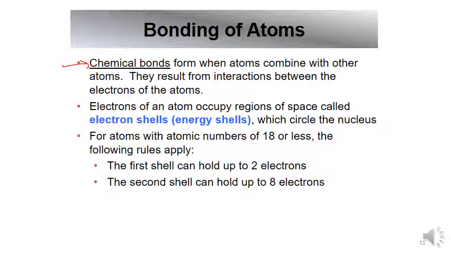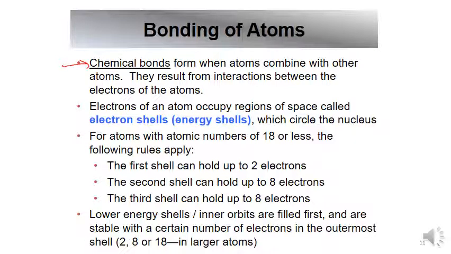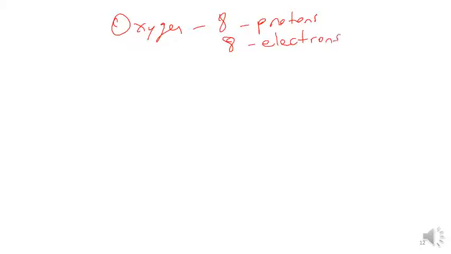And so depending on the number of electrons. And in the third shell, fourth shell, can also hold 8 electrons. So let's do an example here. So I was saying oxygen's atomic number is 8. So that means that it's got 8 protons, but it's also got 8 electrons. Because remember, the number of protons is equal to the number of electrons.